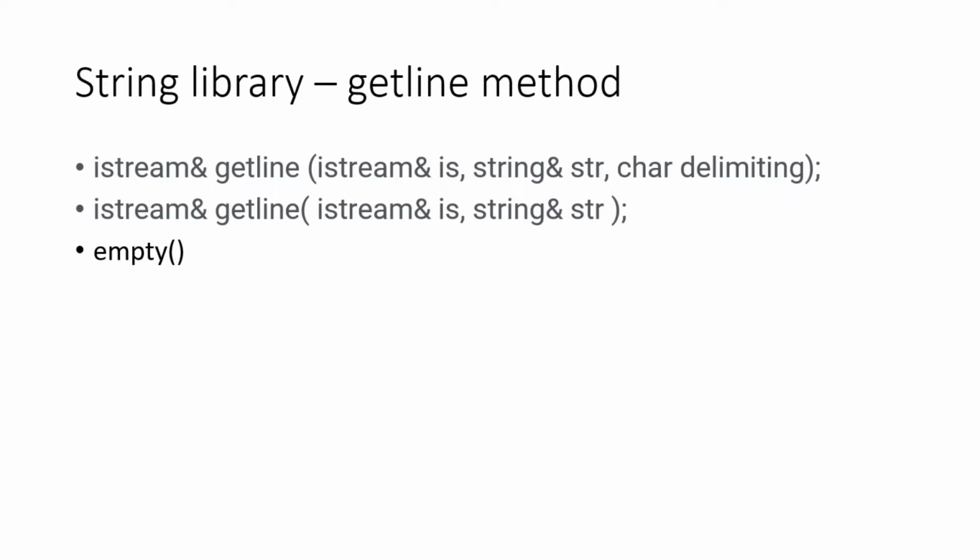The third function is the empty function. As the word suggests, it will tell you whether a string is empty or not. The result comes back as a Boolean, one or zero: true if it's empty, false if it's not. And if you recall, a Boolean is built on C. It's a one or a zero. One is true, zero is false.